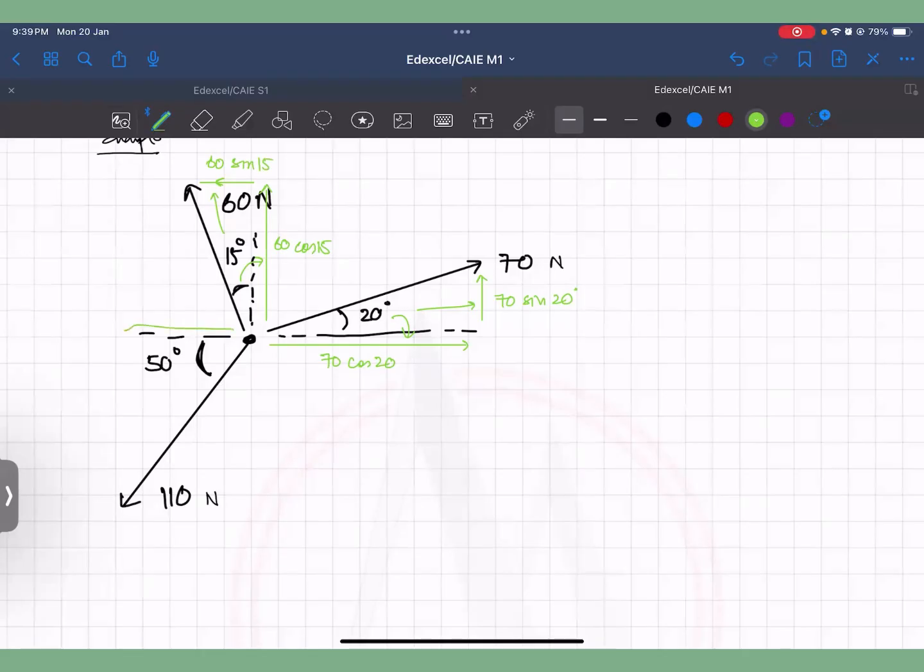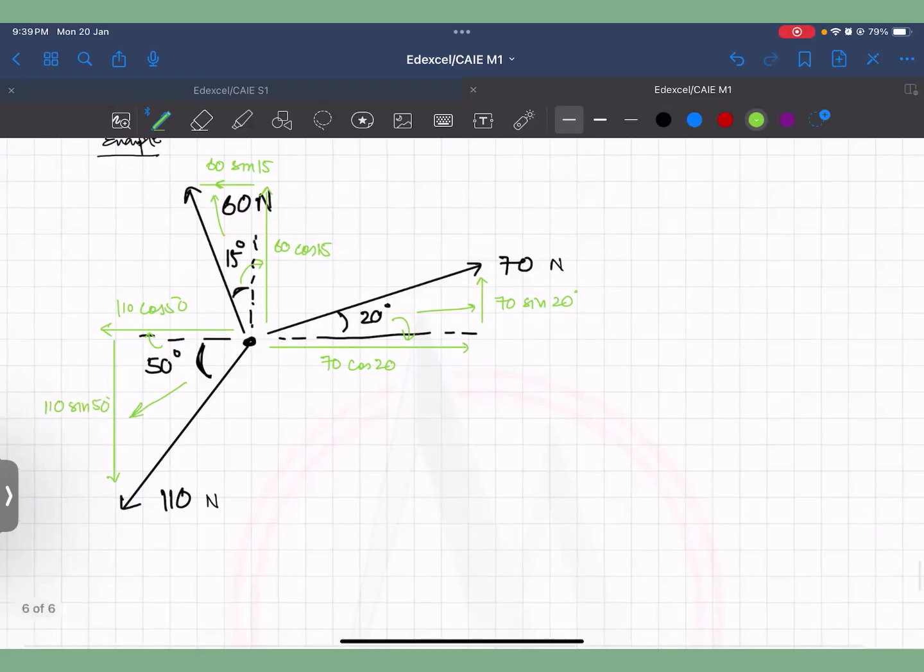Now you break down this one like this and like this. This is again with the angle, so 110 cos 50, and this would be 110 sine 50. You broke down, you worked on the question.